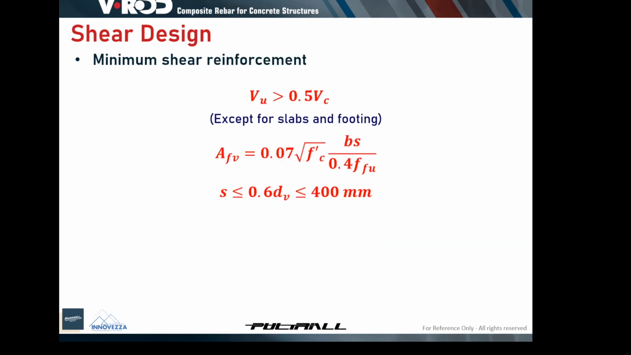For minimum shear reinforcement, S806 specifies that when the ultimate shear is more than half of Vc, except for slabs and footings, we need to provide minimum shear reinforcement based on this equation here, and the spacing of this reinforcement should be 0.6 the shear depth dv, or 400 millimeters.